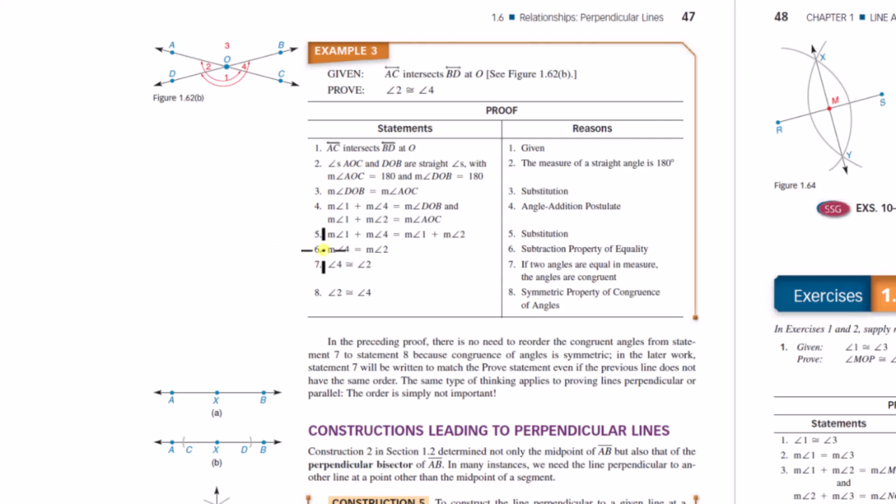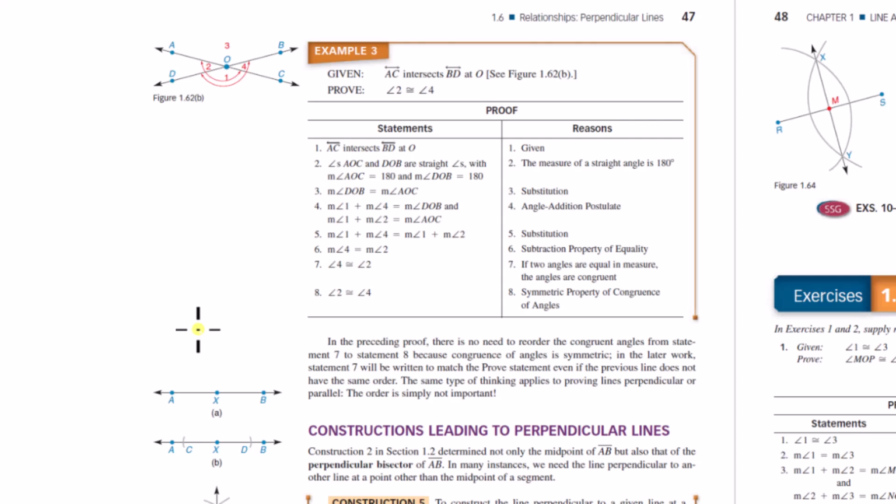And then you could subtract the measure of angle 1 from both sides, and get the measure of angle 4 is equal to the measure of angle 2, which means they're congruent. Since their measures are equal, angle 4 is congruent to angle 2, and by the symmetric property, you can state it both ways. It's really technical math stuff, but there you go. We're not going to do the proof for the other vertical angles, 1 and 3, but you could do the same thing. So that means you've proven that vertical angles are congruent.